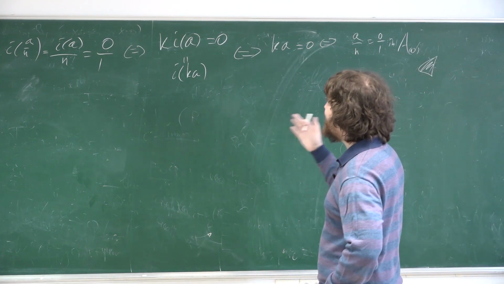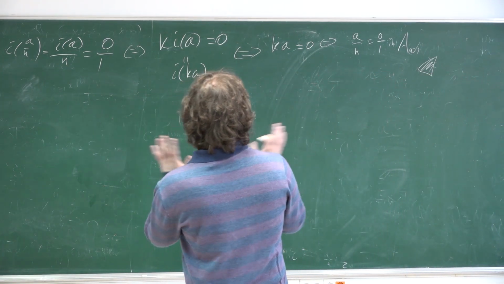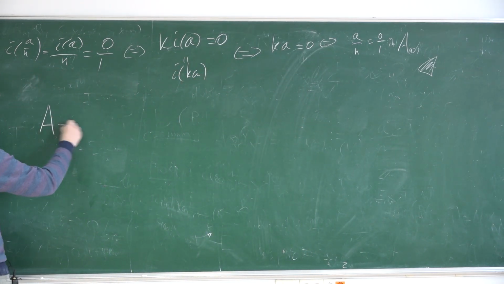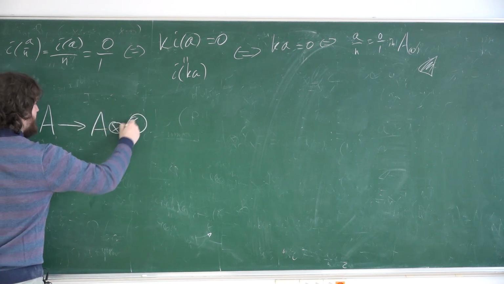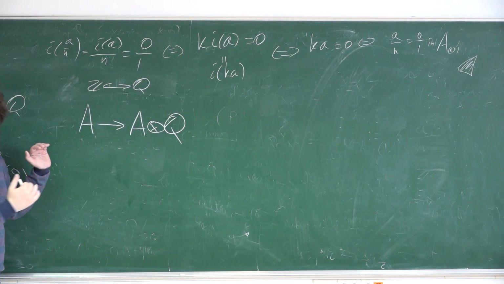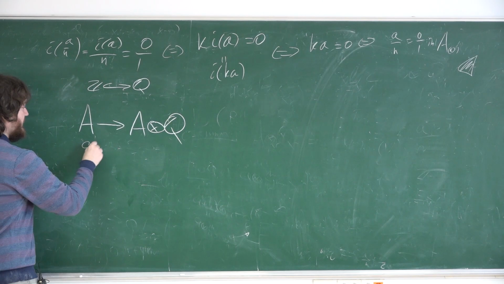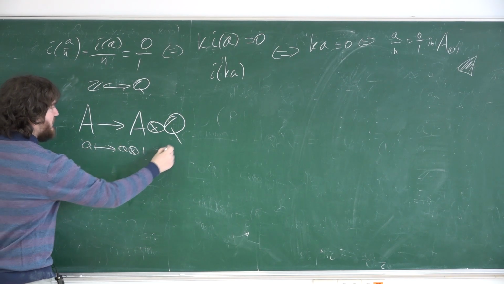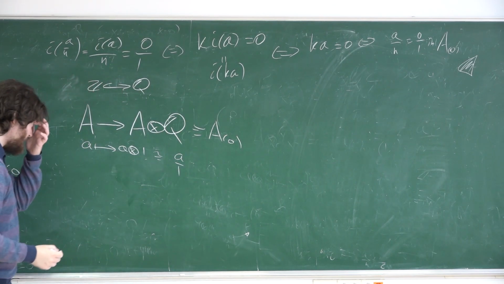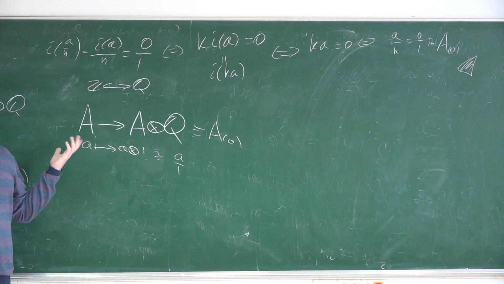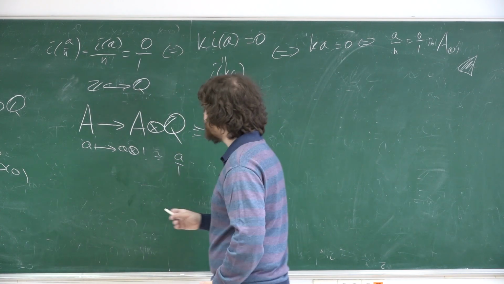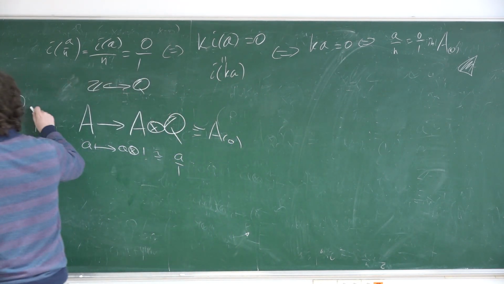And also, in a similar manner, we check that the natural map from A to the localization, to A tensor Q, is induced by this inclusion of Z in Q, then after tensoring with A, we include A to A tensor 1. Its kernel is exactly torsion.